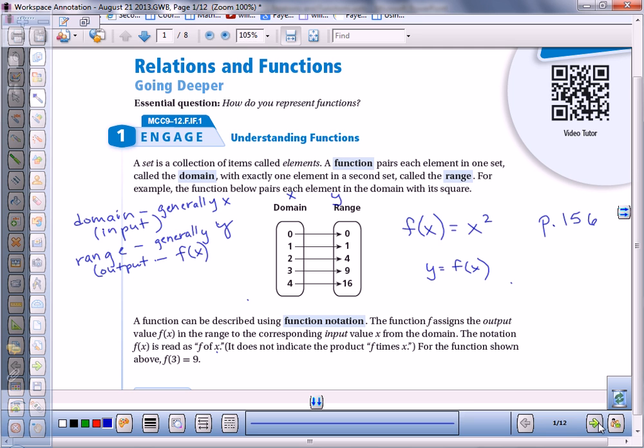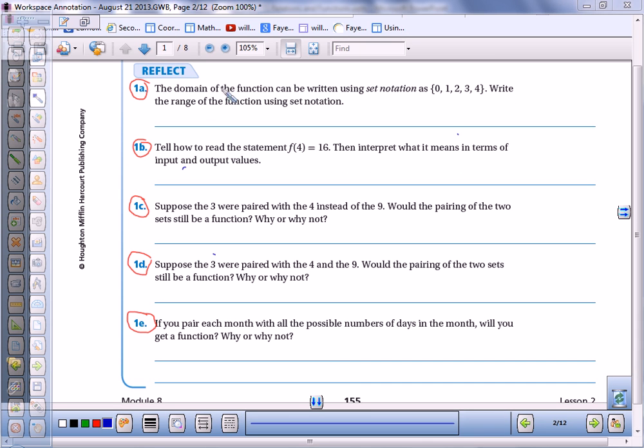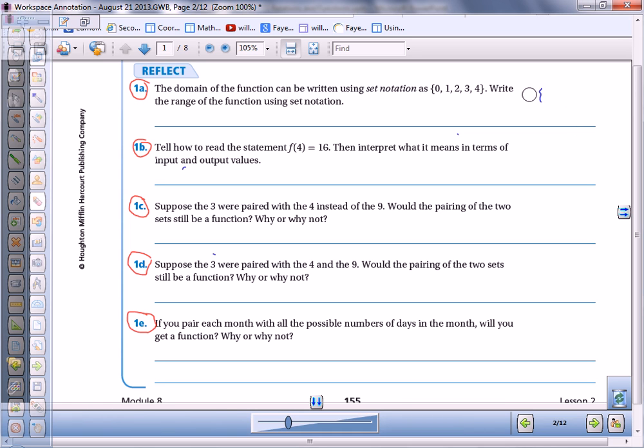Let's take a look at the bottom of the page, and we're going to work on some of these. The domain of the function can be written using set notation. Do you see how it begins and ends with the braces? A brace looks like this. If you can't draw that, then you scribble over here and you scribble over there, and I'll consider that a brace. Now write the range of that function.